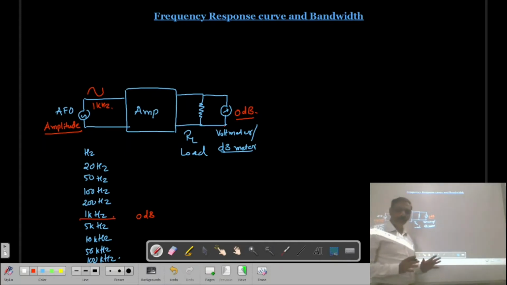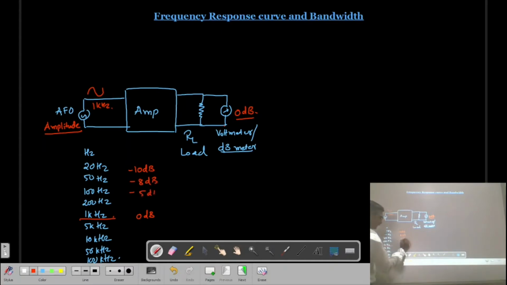Once you have set the mid frequency and the output power to 0 dB, then you apply 20 Hz, 50 Hz, 100 Hz, and you measure the output power. Let us say at 20 Hz the output power is minus 10 dB. Then if you increase the frequency, the gain of the amplifier is going to increase, and this can be minus 8 dB, then minus 5 dB, then minus 2 dB, and then the gain increases up to 0 dB.